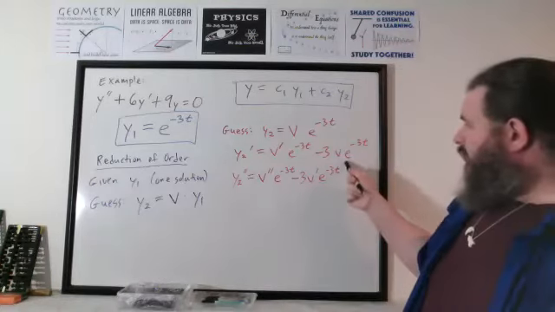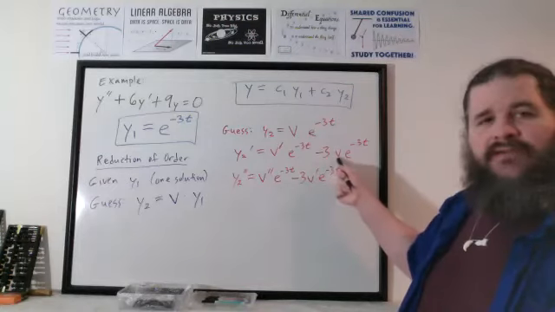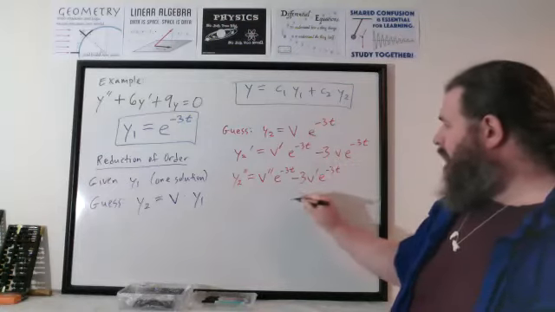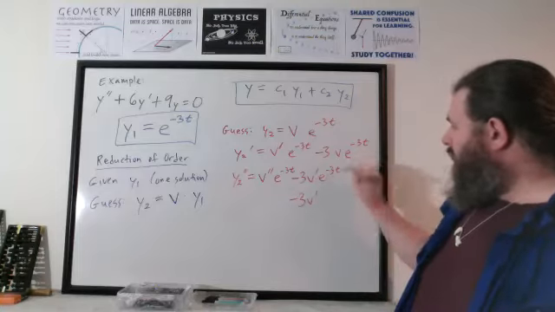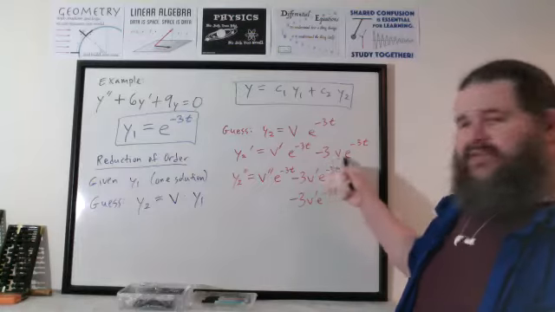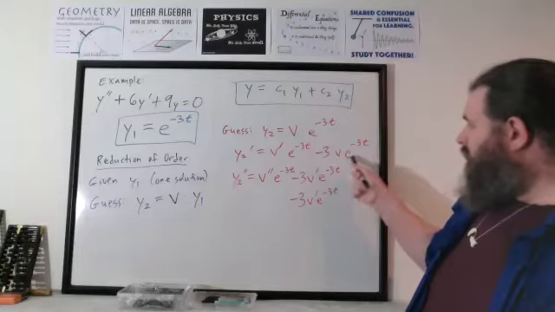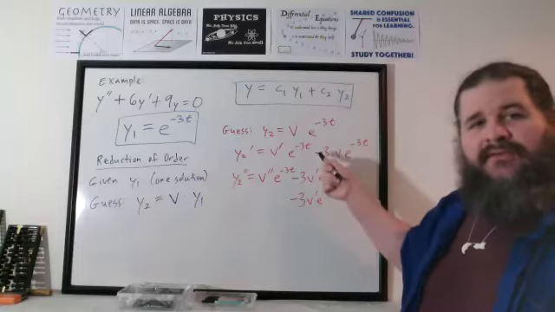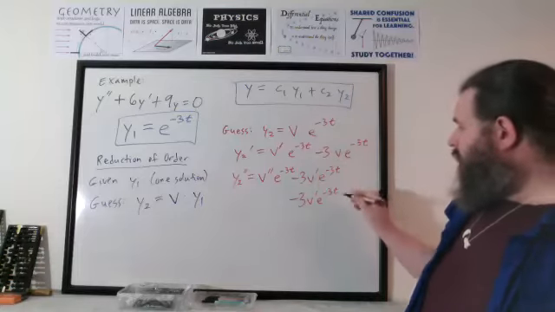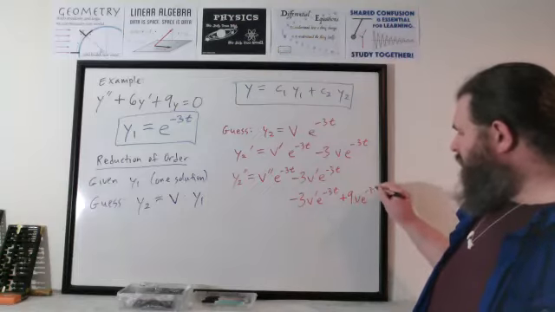And then for this next term, we've got a -3. So we take the derivative of the first part, the v, that becomes -3v prime e to the -3t exactly as is. And then the first part as is, -3v times the derivative of the second part. Derivative of e to the -3t brings out another -3. So -3 times -3 becomes +9v e to the -3t.